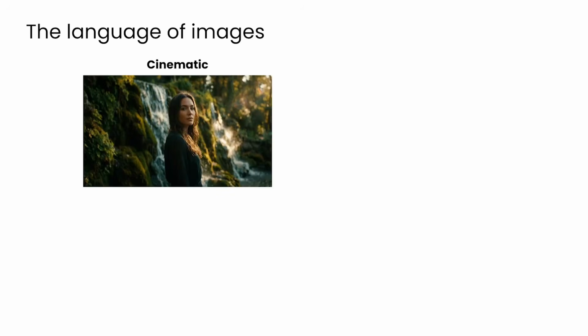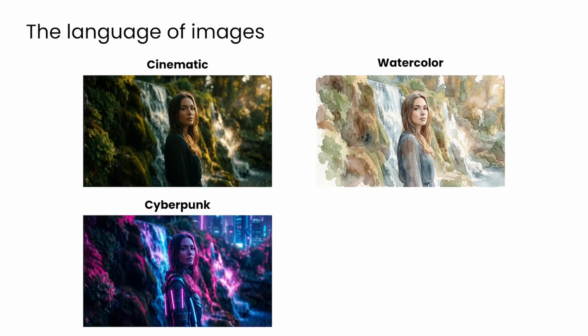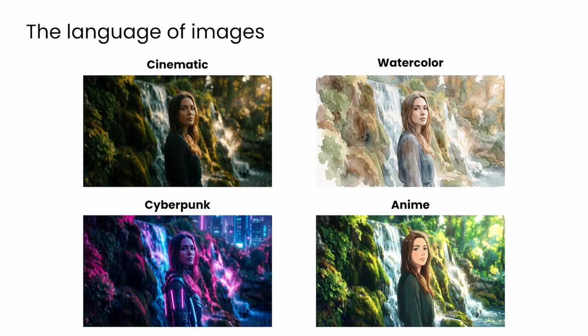People skilled in the visual arts have a certain language for describing images. For example, a picture like this with this look is cinematic. This is a watercolor image. This is a cyberpunk image. And this is an anime image.